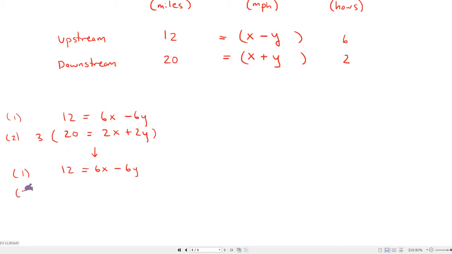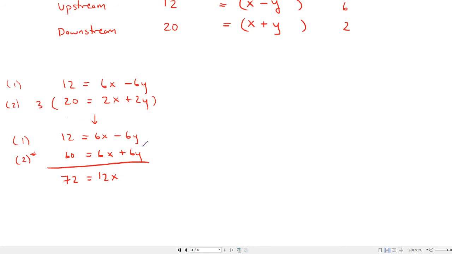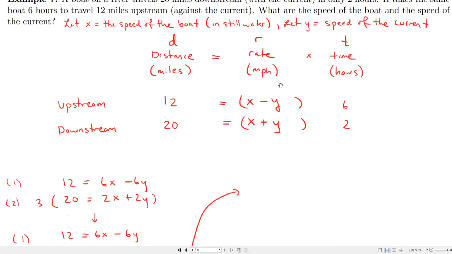Equation 1 and modified equation 2 becomes 60 equals 6x, so distributing the 3, plus 6y. And now we can add. So we have 72 is equal to 12x, and the y's are reduced here. So then we divide both sides by 12, and we get 6 is equal to x. All right. So then what do we get for y? So now we have determined the speed of the boat, right? But what's the current speed?